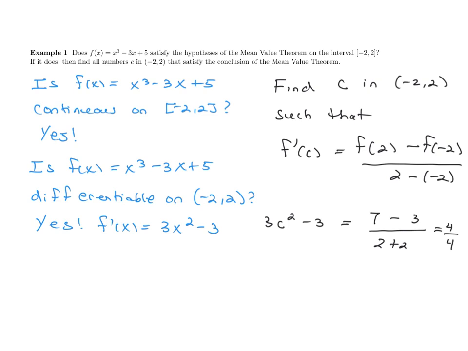So I'll solve that over here. This is ultimately what we're doing. When is 3c squared minus 3 equal to 1? Well, I'll add 3 to both sides.